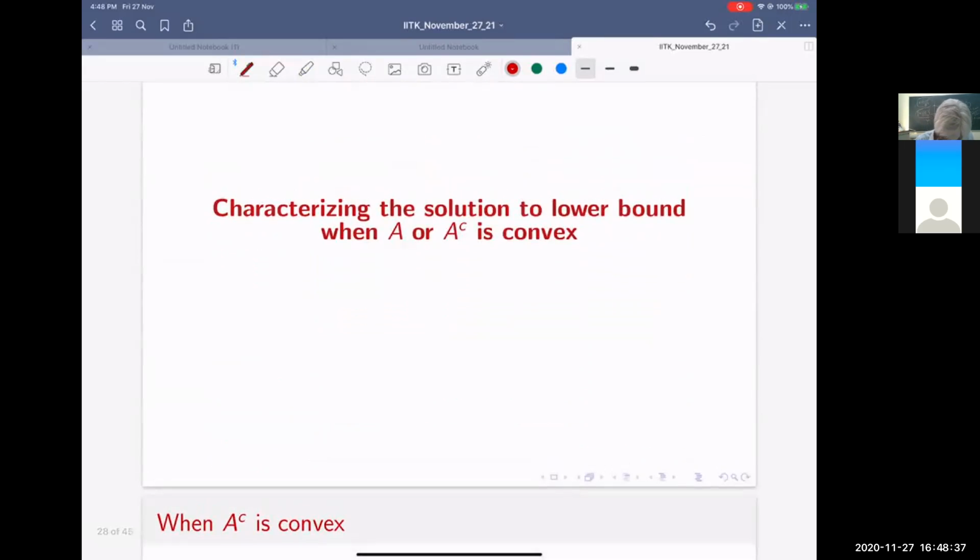Now let's just talk a little bit about more general settings. So suppose when A or A complement is convex, then what happens?